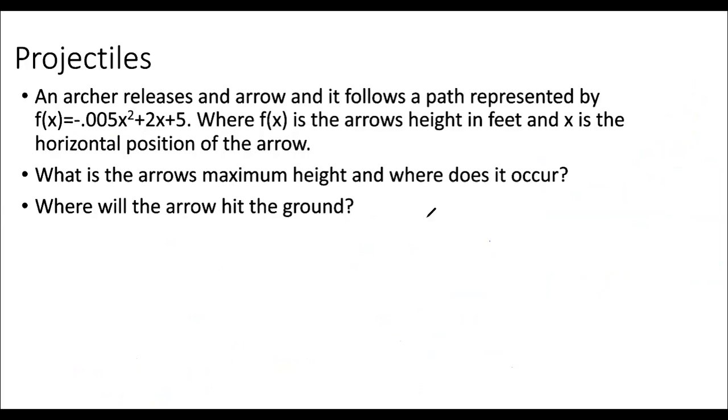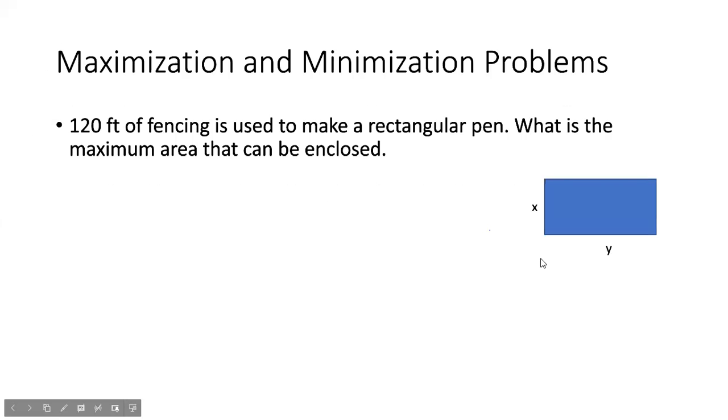The other type of application that we oftentimes see is maximization and minimization problems. Regardless of what these are, we're going to be looking for some sort of quadratic equation that we want the maximum or the minimum of, and that is going to be our vertex. And usually we're given some other equation with some parameter that's part of the problem. So in this case, we have 120 feet of fencing used to make a rectangular pen. What is the maximum area that can be enclosed?